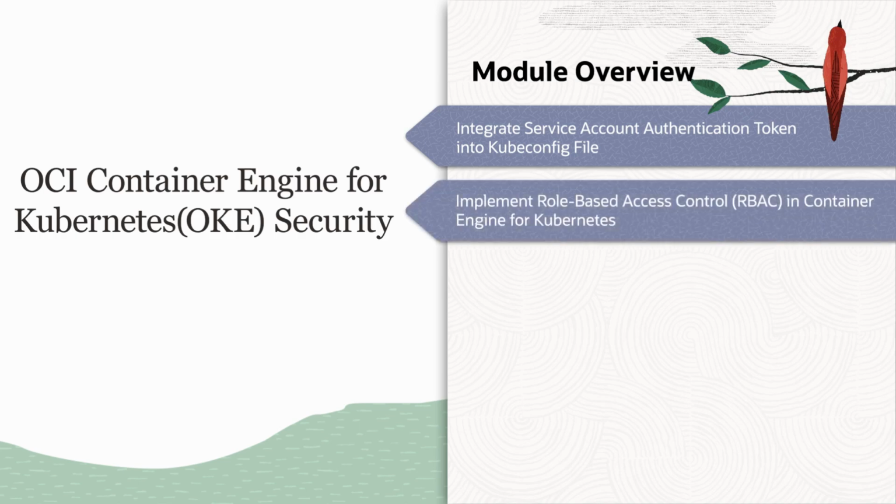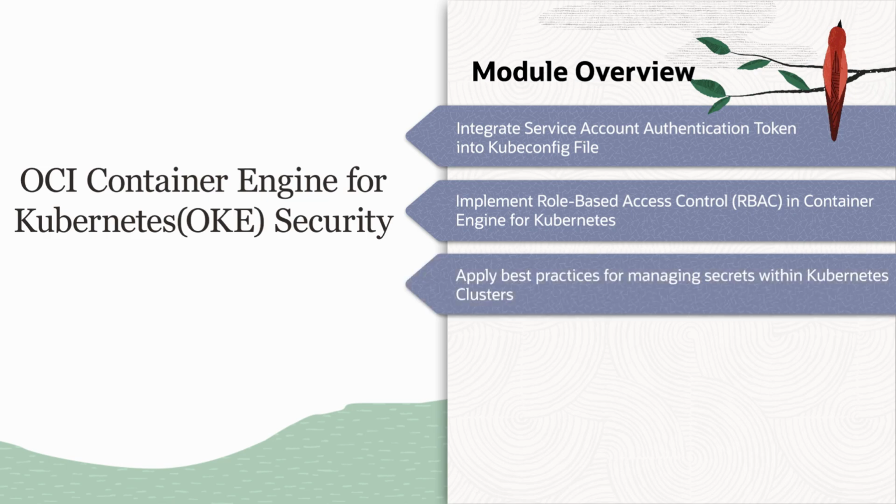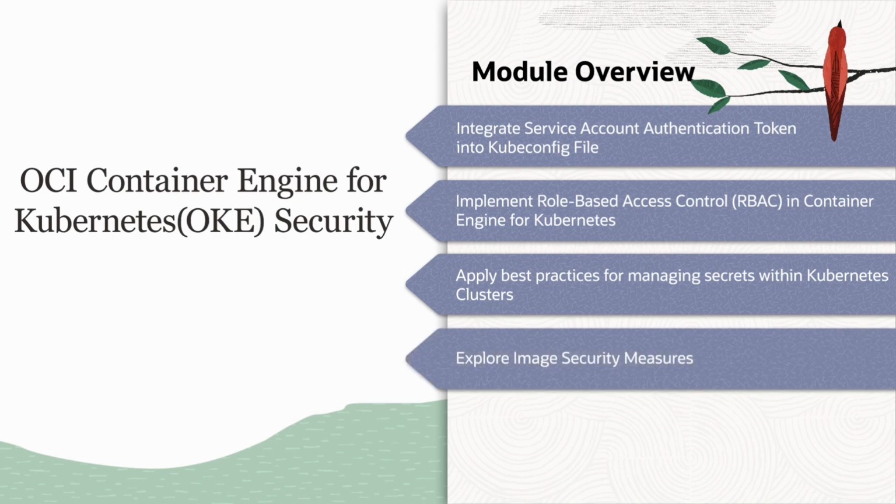Next, we'll navigate the intricate world of Kubernetes role-based access control, also known as RBAC, learning to grant cluster admin privileges and create specific roles and role bindings to manage pod and secret access efficiently. Secret management is a crucial aspect of Kubernetes security, and we'll learn best practices for managing secrets for Kubernetes clusters. Additionally, we'll dive into OKE image security, exploring techniques such as image scanning, signing, and enforcing use of signed images from Oracle Cloud Infrastructure Registry.